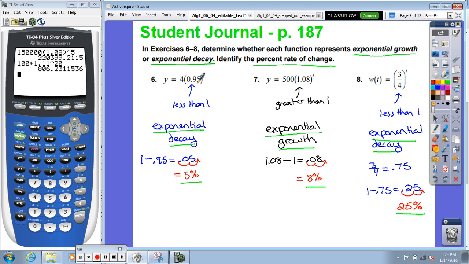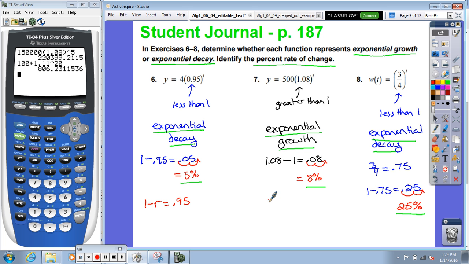Okay, so as you notice, this is less than 1, so it's decay. Now, I just think of it as figuring out how much it is below 1. So I take 1 minus 0.95, so I know it's 0.05 below 1, and that's 5%. You could also do it like I had showed you, 1 minus r equals 0.95, and then do the math from there. This is greater than 1, so it's exponential growth.